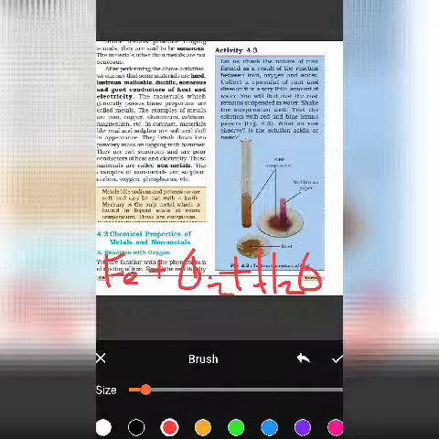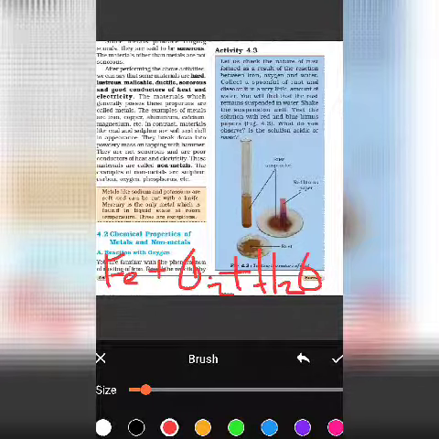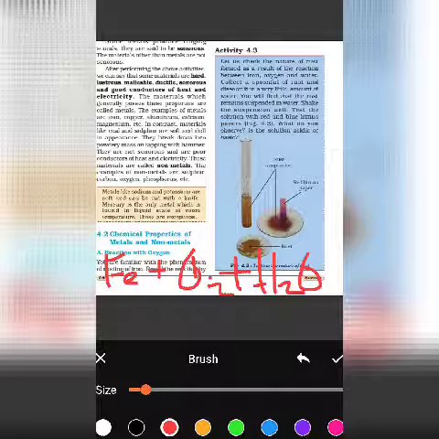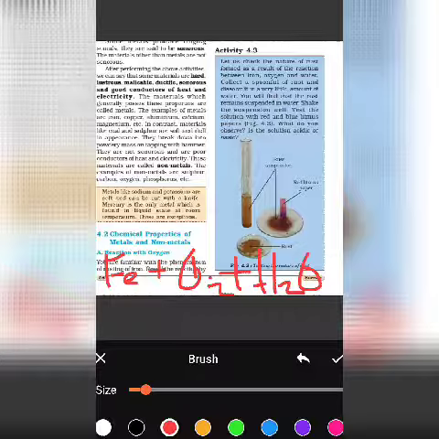Now you must have read about litmus paper in acids, bases and salts. So when you test this solution of iron oxide in water with red litmus paper and then with blue litmus paper, what do you think will happen? That is the question. Which color paper will turn into which color? Will the red paper turn blue, or will the blue paper turn red? Let's see.